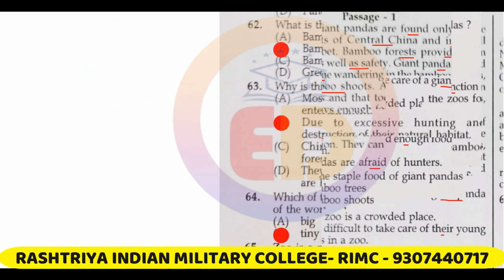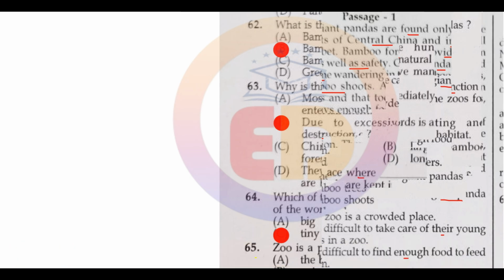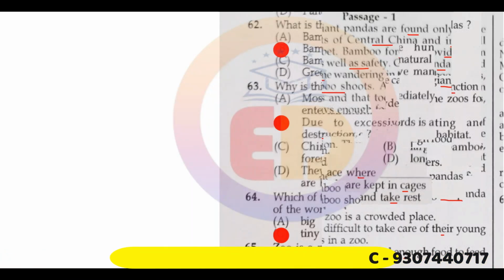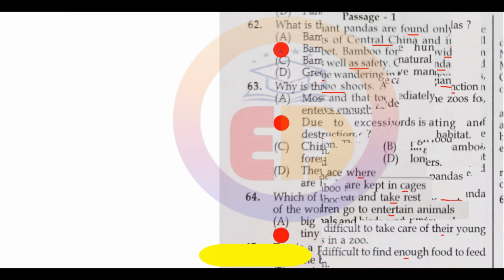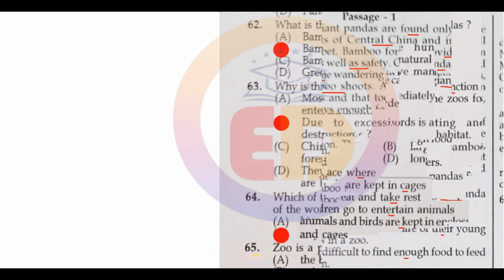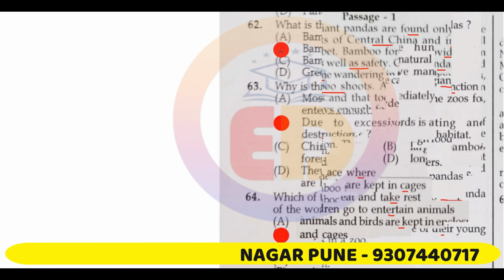64 we have done. 65. Zoo is a place where birds are kept in cages. They are not talking about it. Animals eat and take rest. Children go to entertain animals. Answer is option D, looks close. Animals and birds are kept in enclosures and cages.